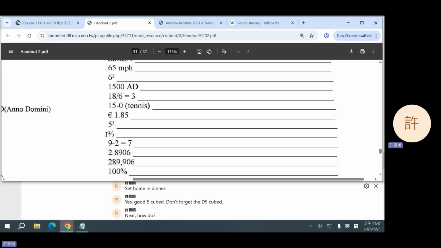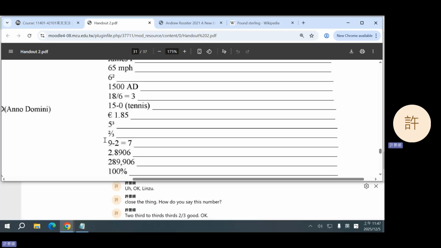Next, how do you say this number? No. Also no. Okay, how do you say this number? Two-thirds? 2/3. Good.